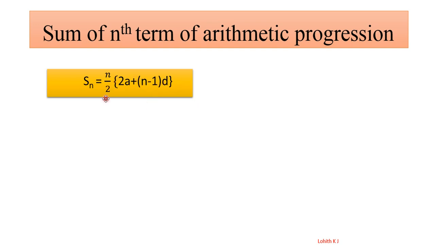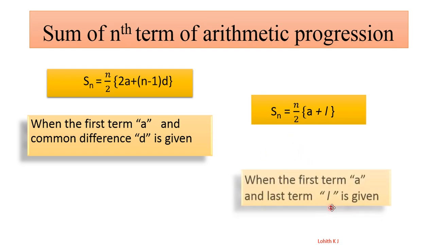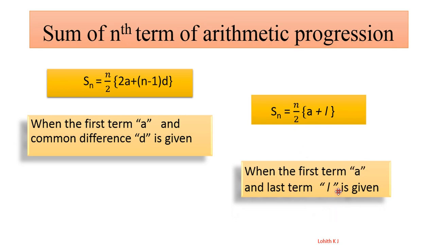This is the formula we use when the first term a and the common difference d are given. Similarly, we have another formula, Sn = n/2 (a + l). As you know already, this formula is used to calculate the sum of n terms when the first term a and the last term l are given. Based on this formula, we have already solved an example problem. Let us move on to the next exercise.